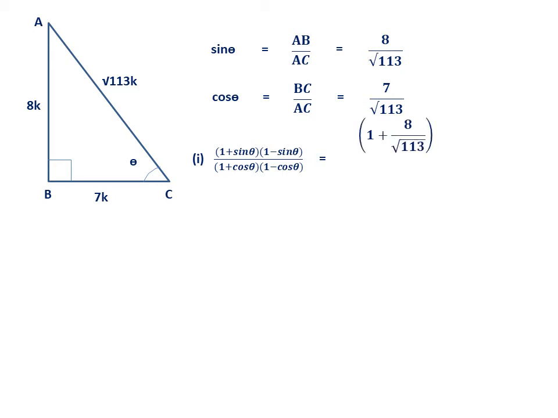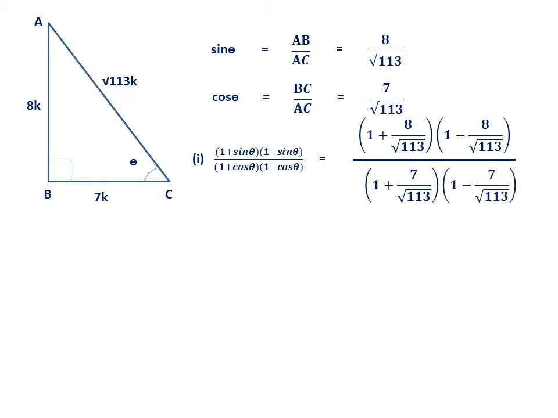Substitute. 1 plus sine theta is 8 by square root of 113, and 1 minus sine theta is 1 minus 8 by square root of 113. Same thing below. Cos theta is 7 by square root of 113. Therefore we can write 1 plus 7 by square root of 113 into 1 minus 7 by square root of 113. See, in the numerator, it is a plus b into a minus b form. Denominator also a plus b into a minus b form. Therefore you have to use the formula.